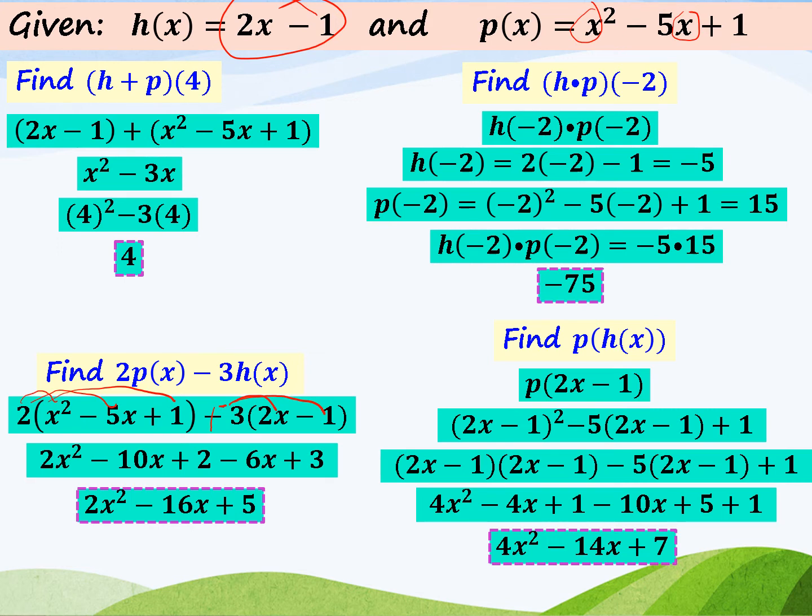I FOIL or box that, and I get 4x squared minus 4x plus 1. Then I make this plus a negative, and so I distribute the negative 5, and I end up with negative 10x plus 5, and then we've got that little solo 1 at the end. So now, again, it's just simply a game of combine like terms, and I end up with 4x squared minus 14x plus 7.